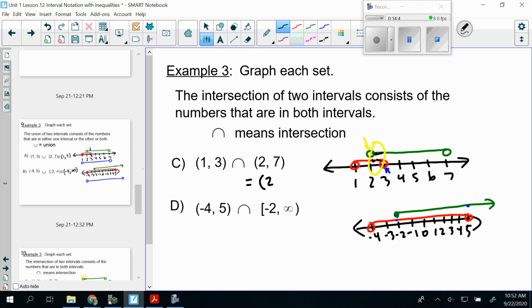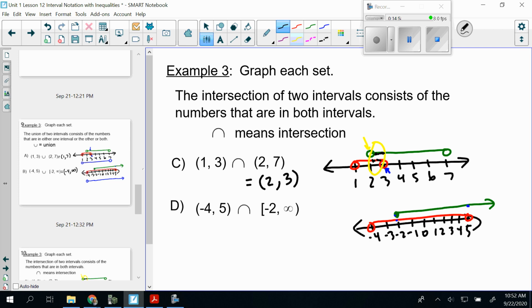Once we hit 3 though, 3 is not included in that red graph, even though it's included in the green one. So we wouldn't want to include 3 either. So it's just the points in between 2 and 3 that are included in both. So that would be the intersection of those two.